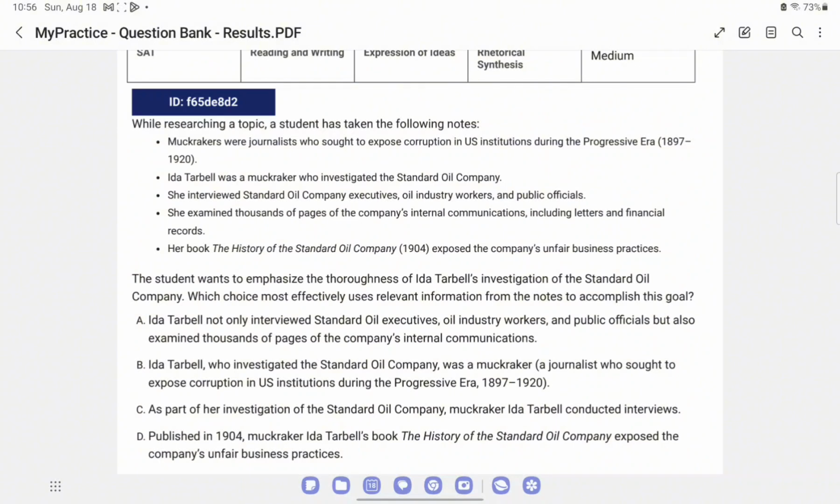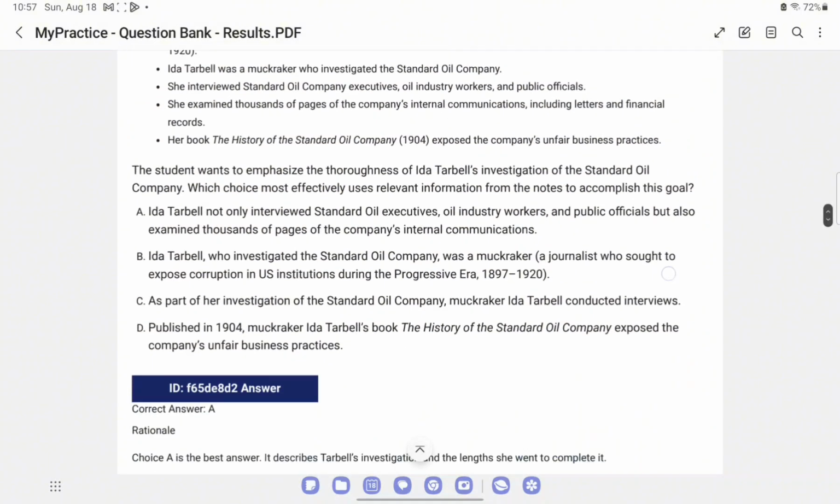B says Tarbell, who investigated that company, was a muckraker. Okay, so what does that have to do with how she investigated it? Because we're trying to show that she investigated it really well. So it's not B. C, as part of her investigation, she conducted interviews. Well, that doesn't put any emphasis on how thorough she was. D, published in 1904, her book exposed the company's unfair business practices, but that doesn't mention the investigation. So it's going to be A.